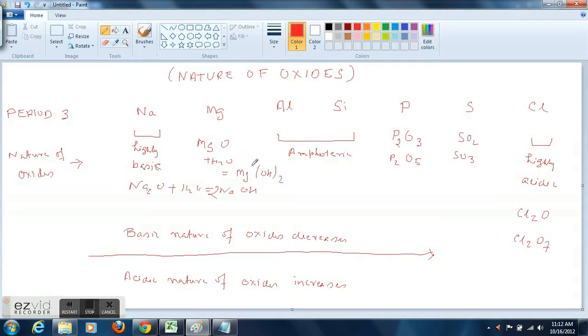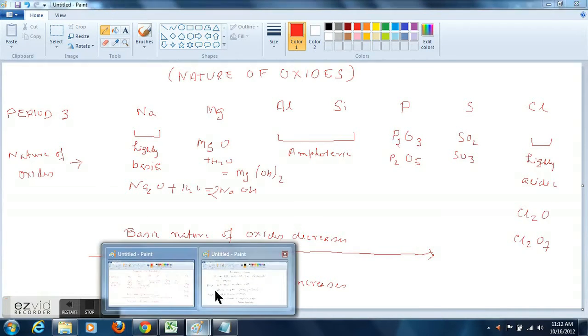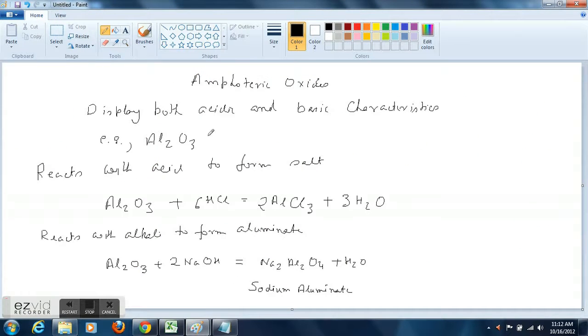Aluminium and silicon, they are amphoteric. So now we can see a bridge here. Amphoteric means aluminium and silicon oxides exhibit both acidic and basic characteristics. Amphoteric oxides display both acidic and basic characters. Take an example, aluminium oxide, Al2O3.